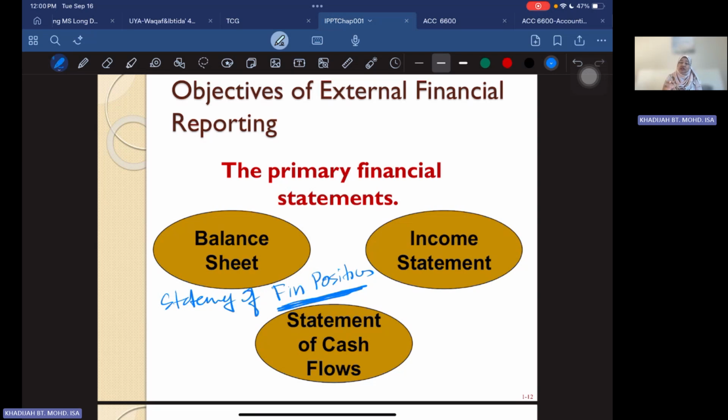All right. What is your resources and the claims to the resources? All right. And then we also have what we call the income statement, or also the statement of profit and loss. Have you heard of that? Profit and loss. So it means that the income statement, or statement of profit and loss, gives you information about whether the company is making a profit or loss in a period of time.